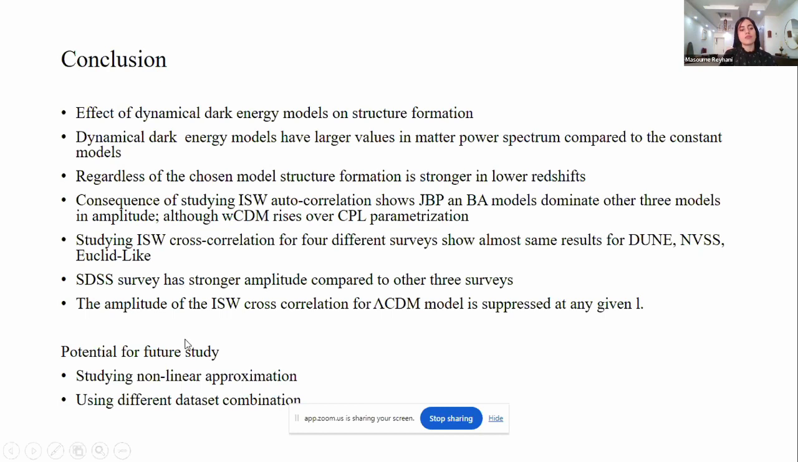Here we have some potential for future study. In this paper, we have studied the linear approximation for the matter power spectrum, but it can be informative to study the nonlinear approximation also. And also by using a different dataset combination for the matter power spectrum, maybe we can see a different behavior. So it can be informative to study too.